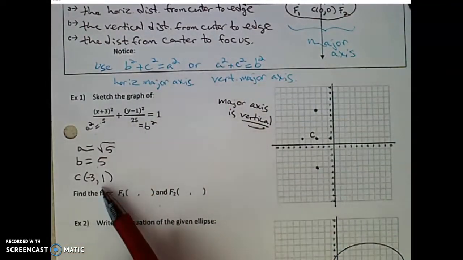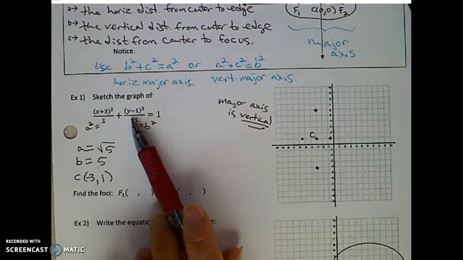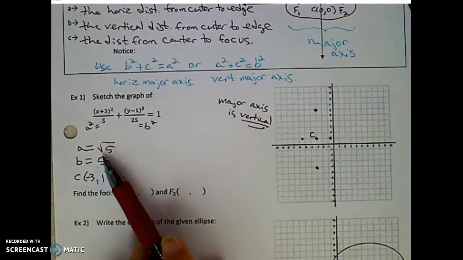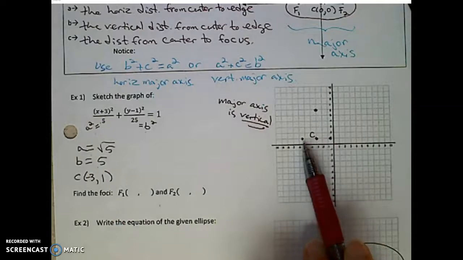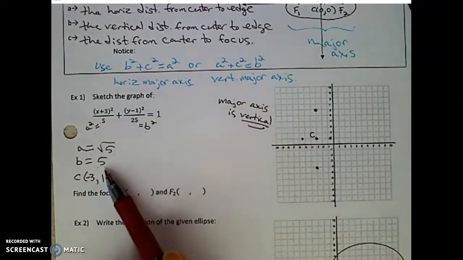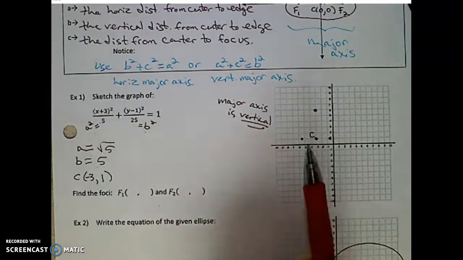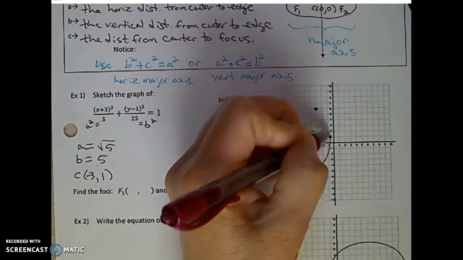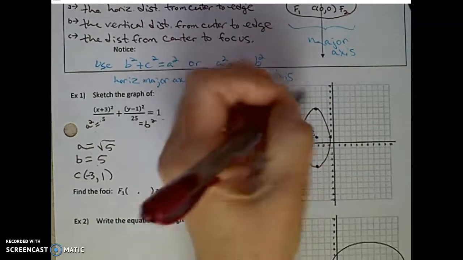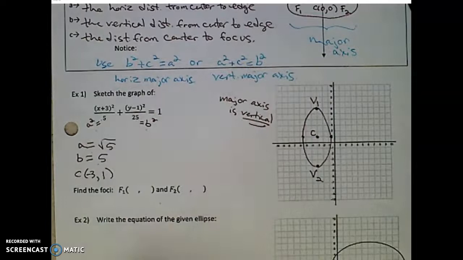I plot my center of -3, +1, and I move horizontally the square root of 5, so that's bigger than 2 to the right, bigger than 2 to the left, up and down 5, up 5, down 5, and I get a vertically stretched major axis for that ellipse. Sometimes we call these the vertices at the end of the major axes.